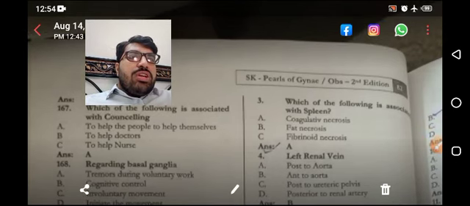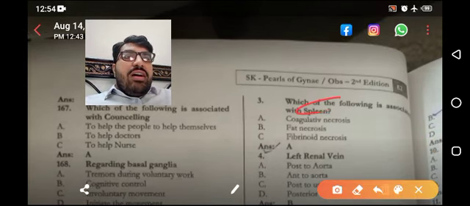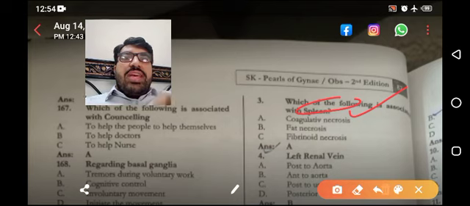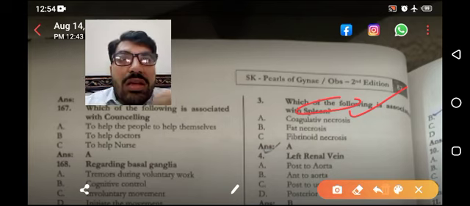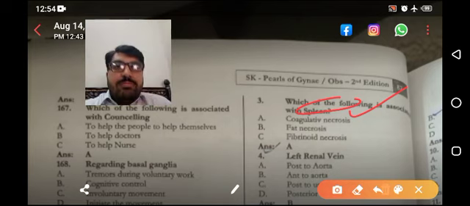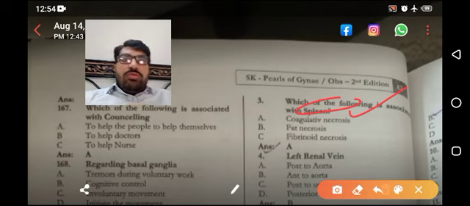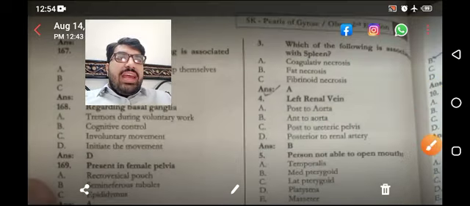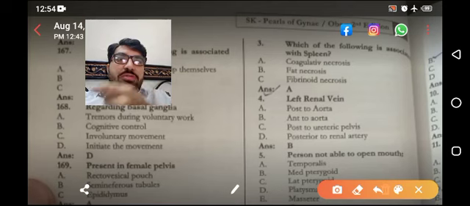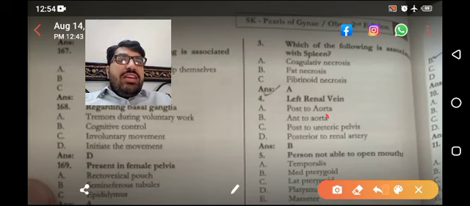Coming next. Which of the following is associated with spleen? Now, solid organ causes what? Coagulative necrosis, except the brain. In brain, we are having liquefactive necrosis. Coming next, left renal vein, explained in the previous video with diagram. It lies anterior to aorta, and it is longer than the right.